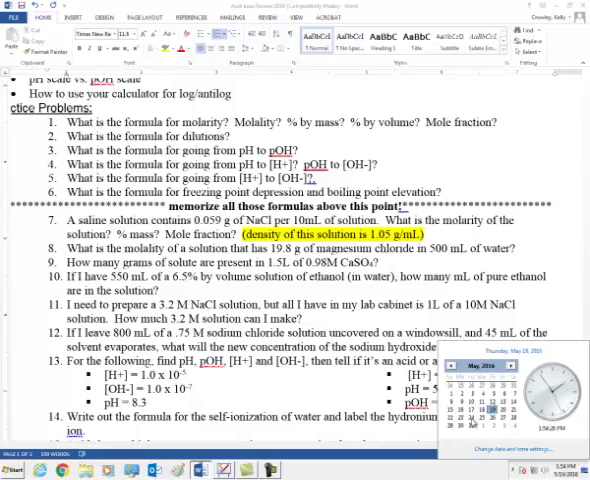So we'll be doing that in class, and we'll also be studying for the final during IC, and if you come in at lunch, I'm more than willing to help you.